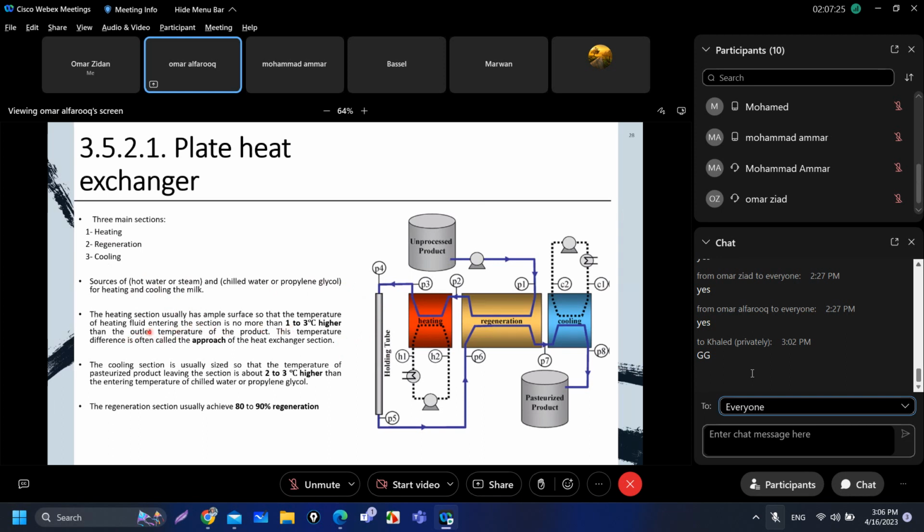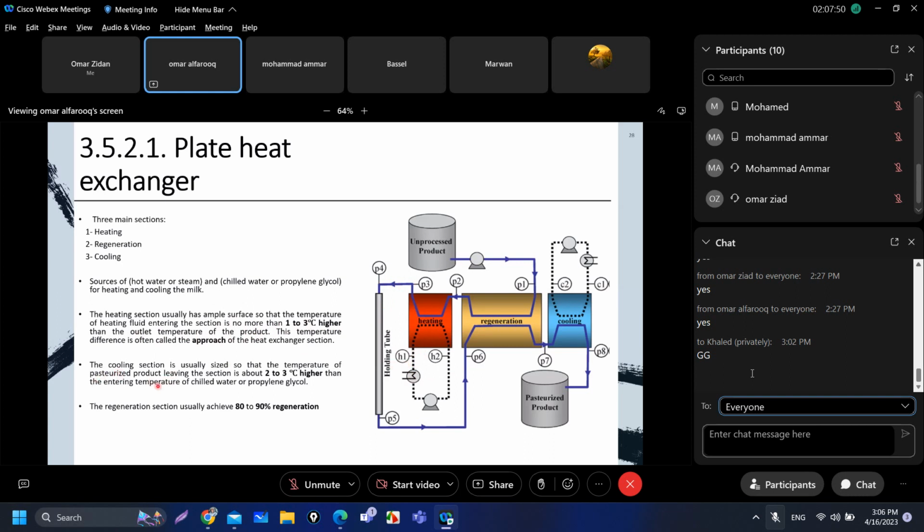Now when we want to size this system, we need to make sure that the temperature of the heating fluid entering the heating section should be not more than 1 to 3 degrees Celsius higher than the outlet temperature of the product. This is the outlet temperature of the product here, and this is the inlet temperature of the heating medium. It should be no more than 1 to 3 degrees higher than the outlet temperature of the product here. This is when we want to size the heating section.